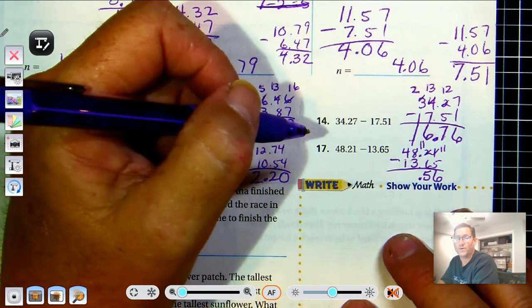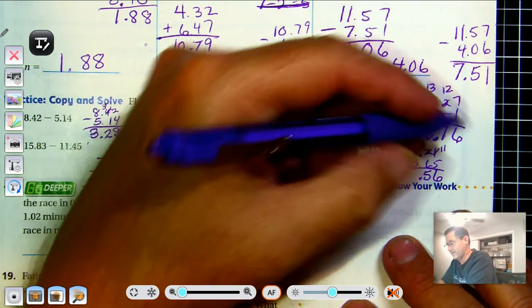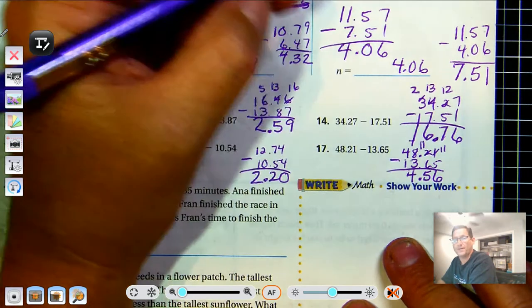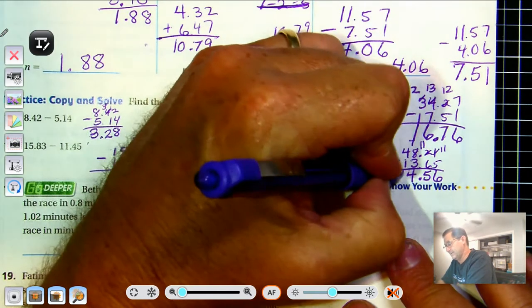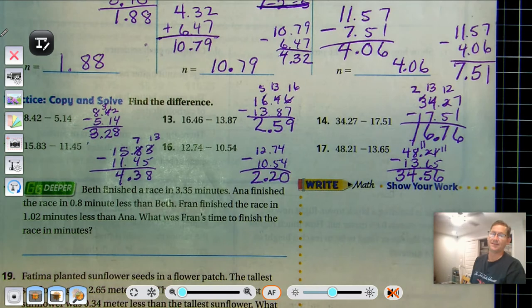Bring down the decimal point. 7 ones take away 3 ones is 4. And 4 tenths take away 1 tenth is 3 tenths. So 34 and 56 hundredths.